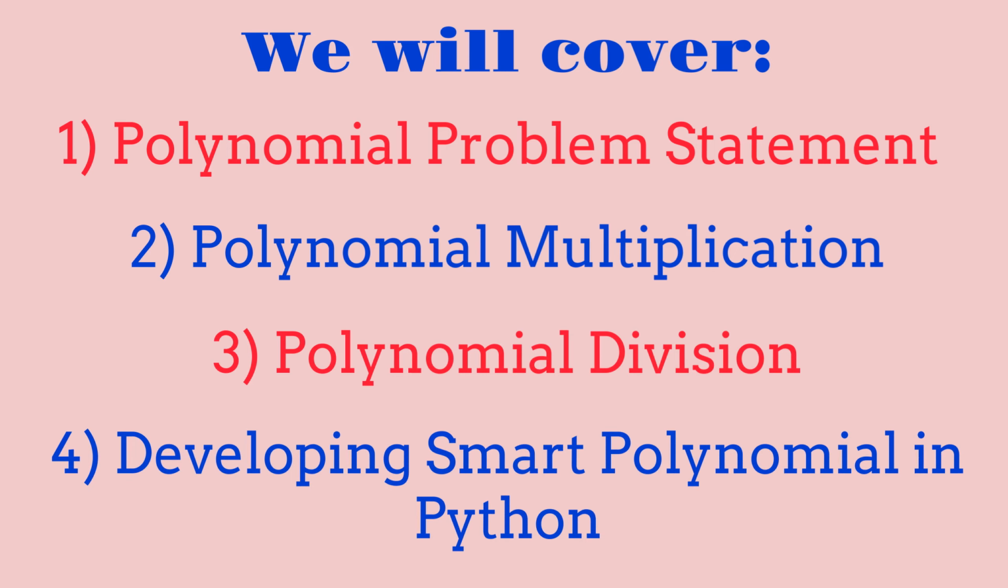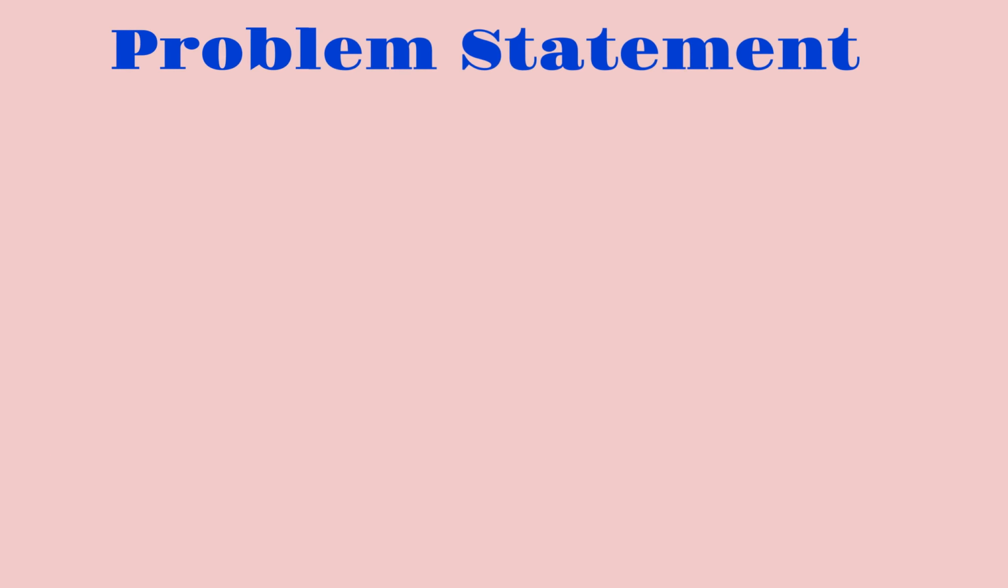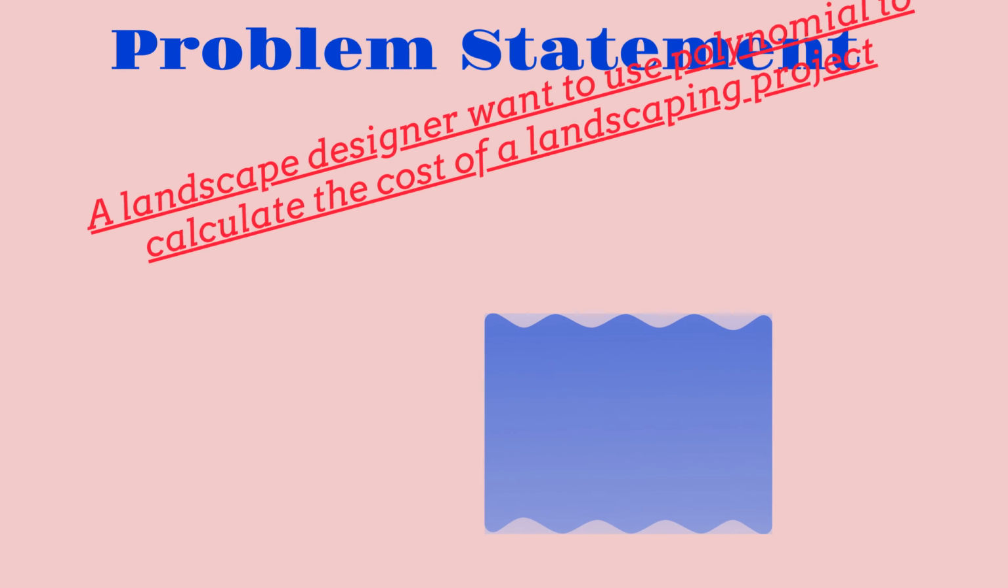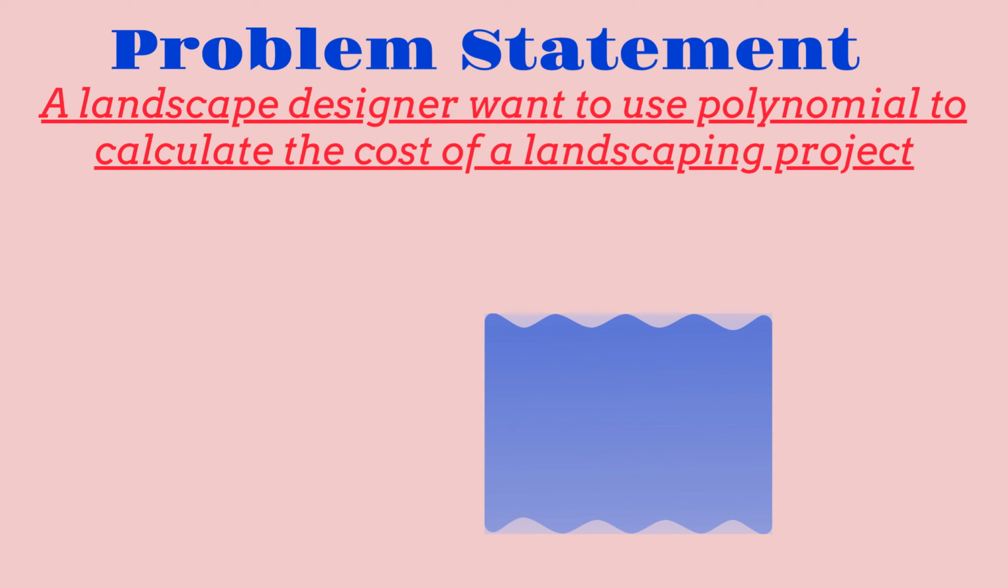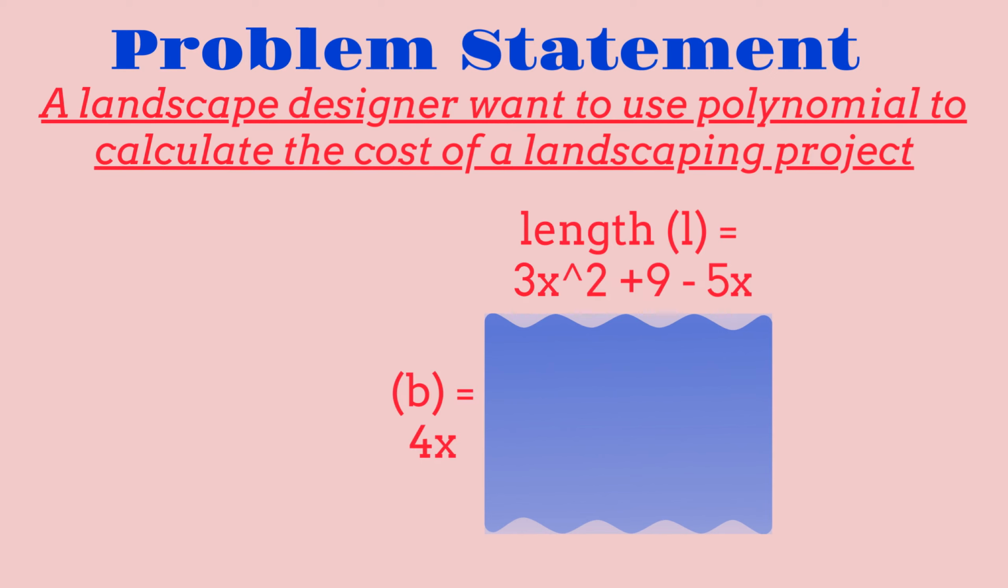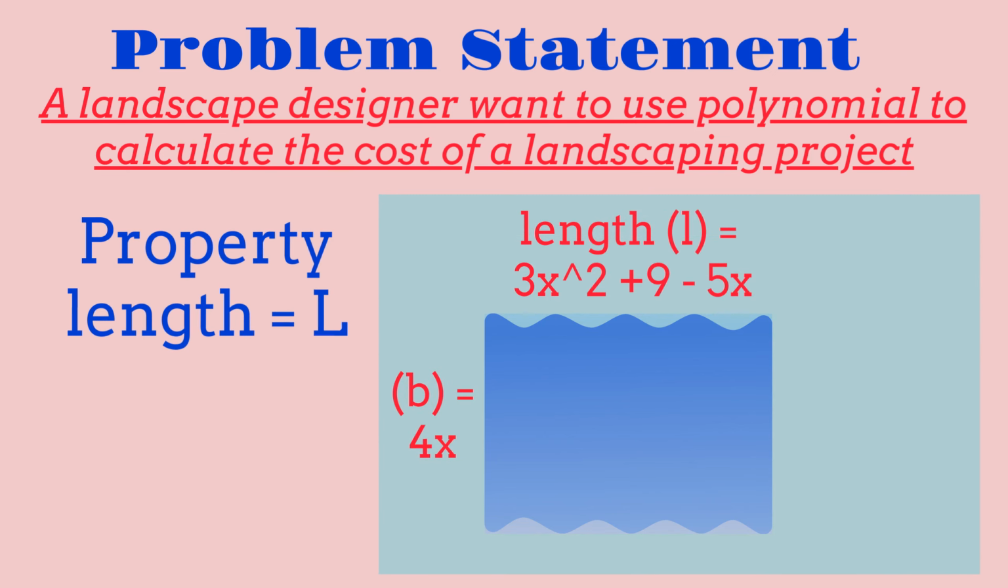So just before we get into this video, let's look at this landscape design problem. A landscape designer wants to use polynomials to calculate the total area of a landscape project where the length and width are given. The value of the length is 3x squared minus 5x plus 9, and the value of the width is 4x. And let's just say that the property is the square size length represented as capital L. So we already know that the landscape length, which is the lowercase l, is 3x squared minus 5x plus 9, and we already know that the width is 4x.